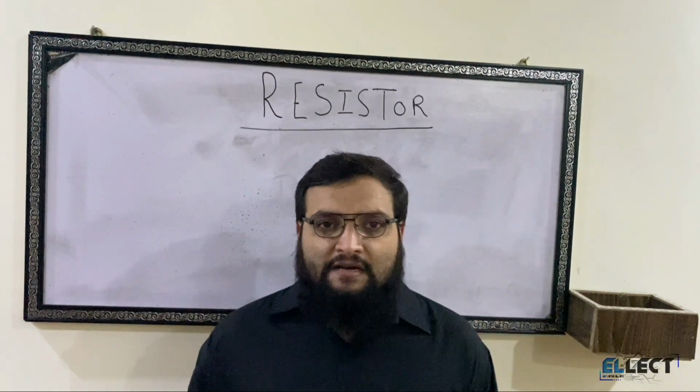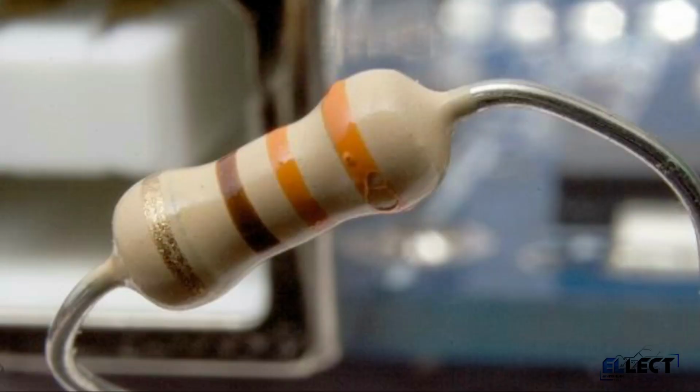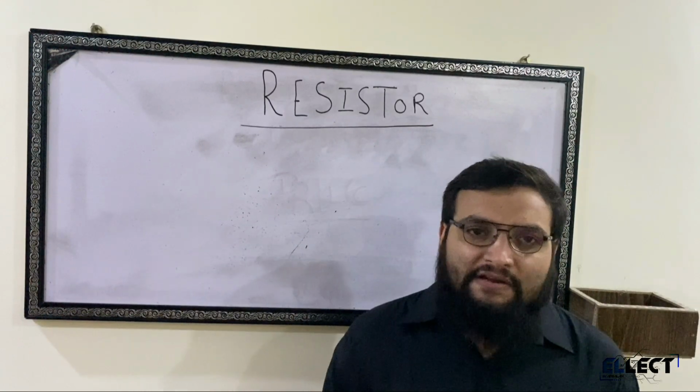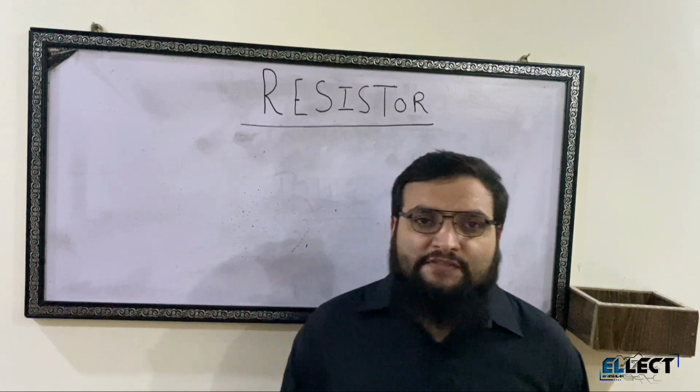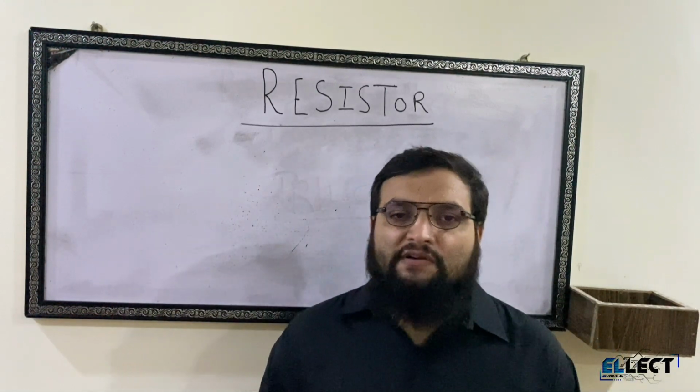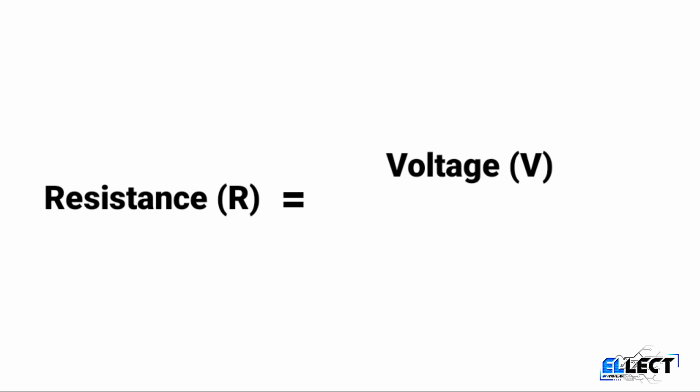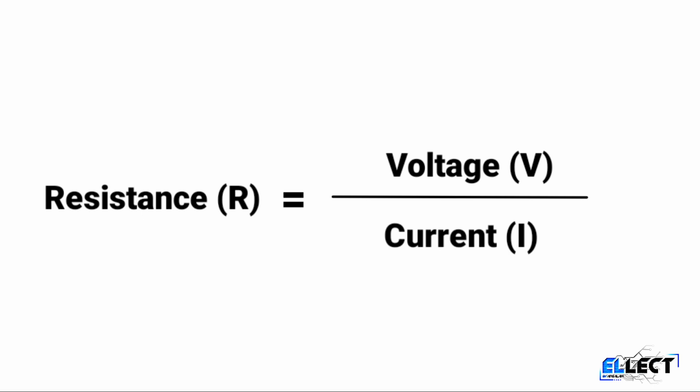A resistor is a passive electrical two-terminal component which is used to oppose the flow of electric current, and it also implements a resistance in the electrical circuit. Resistance is also defined as the ratio of the magnitude of voltage to the intensity of current in an electrical circuit.